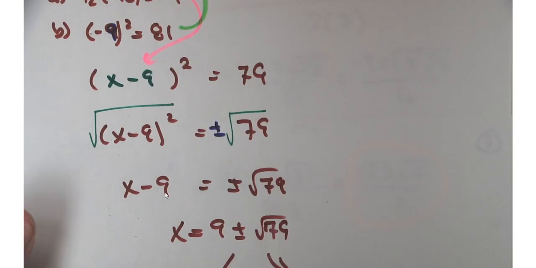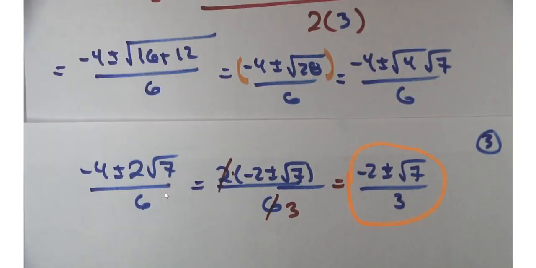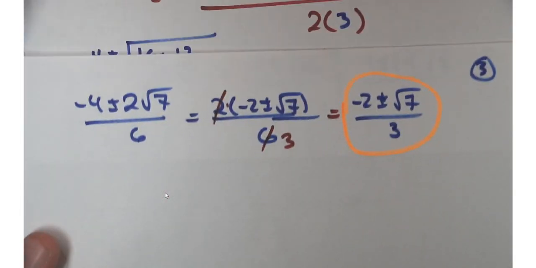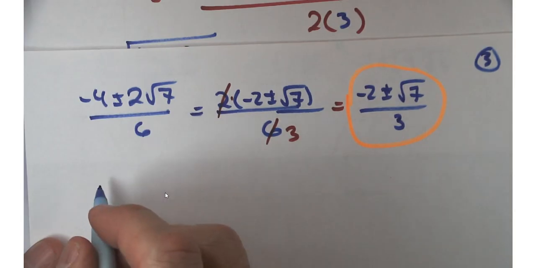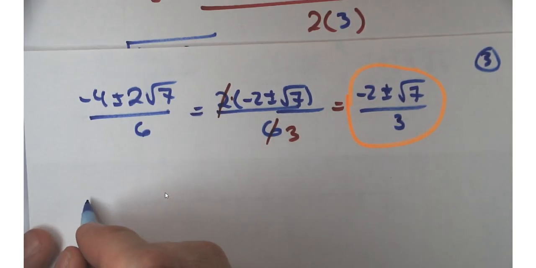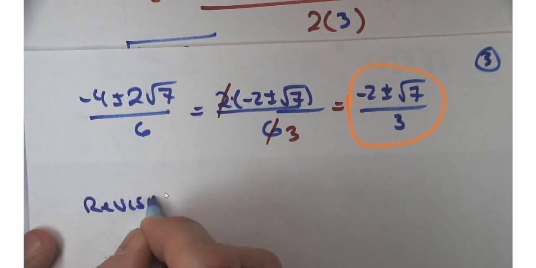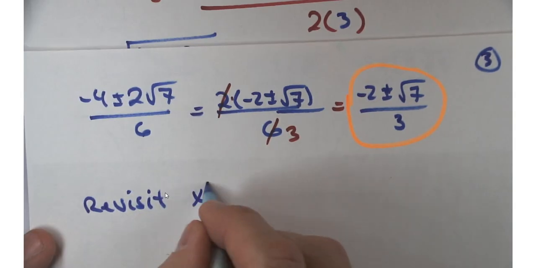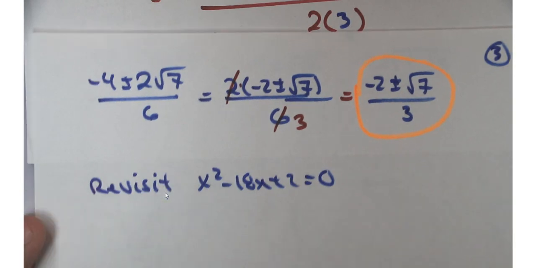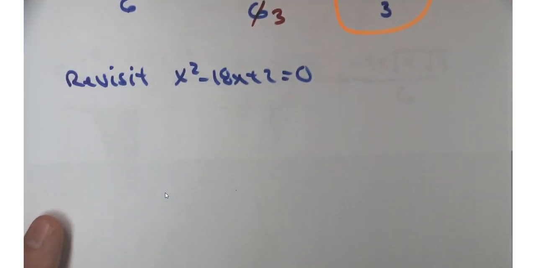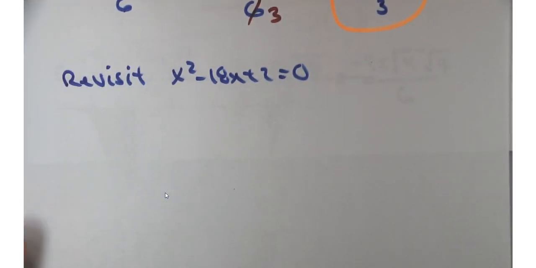Generally speaking, I'm not going to really tell you you have to solve it this way or that way, but certainly I have my own feelings that some of them are more efficient than other ones. So let's take a look at this one. Revisit x squared minus 18x plus 2. Now, I think the numbers in this one will get a little bit bigger than I would give you on an exam, but let's take a look.